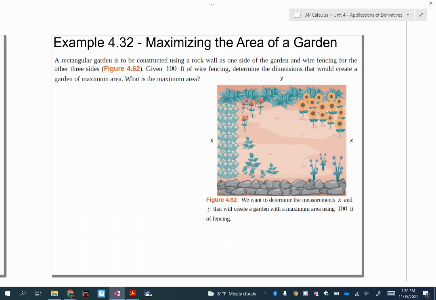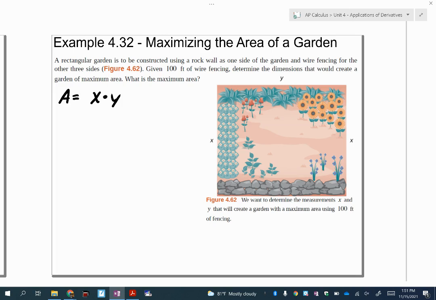Now, we want to maximize the area of this garden, but we can't just keep using larger dimensions for the fencing, because we do have a constraint. That constraint is that we only have 100 feet of wire fencing. So the first thing I'm going to do is write down my area formula, which is length times width. In this case, X times Y. So that's the area for this garden. However, we have a constraint that deals with the total amount of wire fencing in feet.